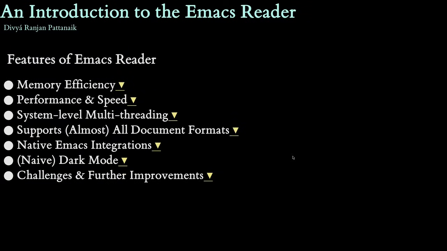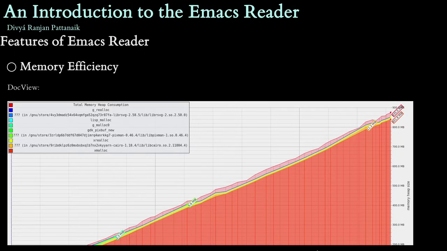Now we're going to talk a bit about the core features of Emacs Reader. These are the following features that we're going to talk about, and finally some challenges that we faced. First is memory efficiency. I already told you that Emacs Reader's first priority is to make sure that we are not slow and we are not taking a bunch of memory unnecessarily.